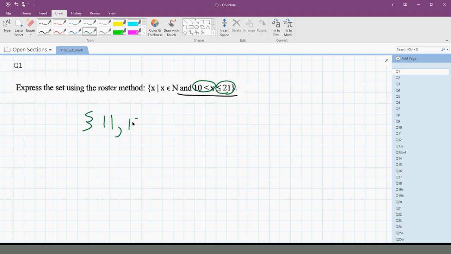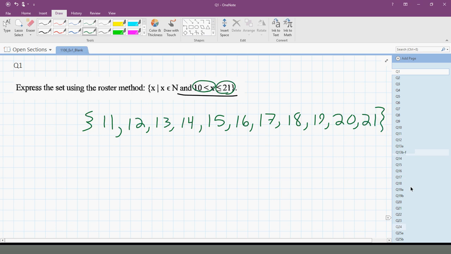So 11, 12, 13, 14, no dots. I want you to actually write it all out. So we're not going to be lazy this time. 14, 15, 16, 17, 18, 19, 20, 21. End with squiggles. No cheating this time. No dot, dot, dot. I want them all there. So I know that you truly know natural numbers are no decimals, no negative numbers, things like that. So there it is. There's our answer.